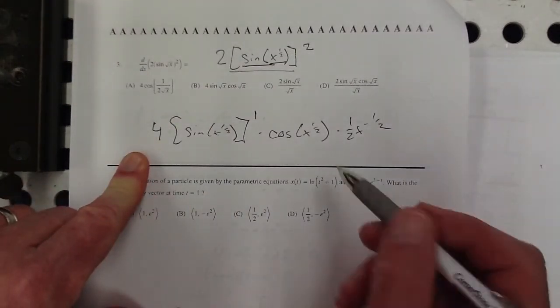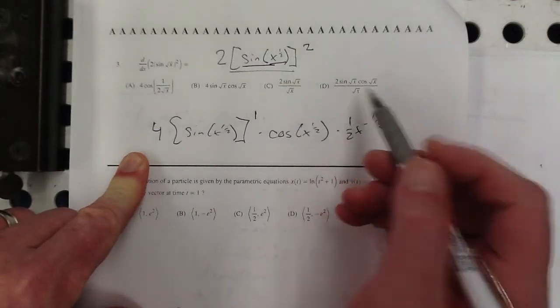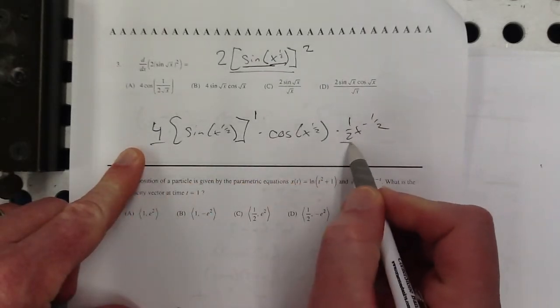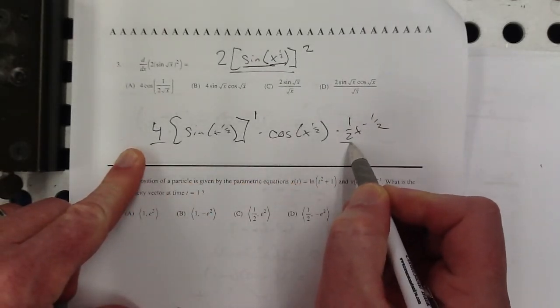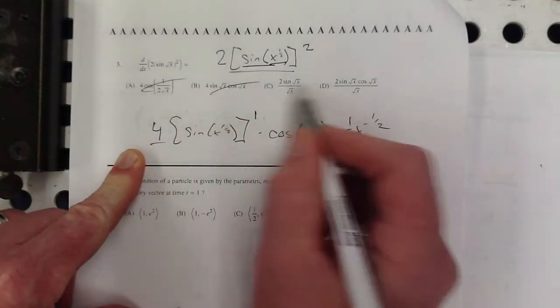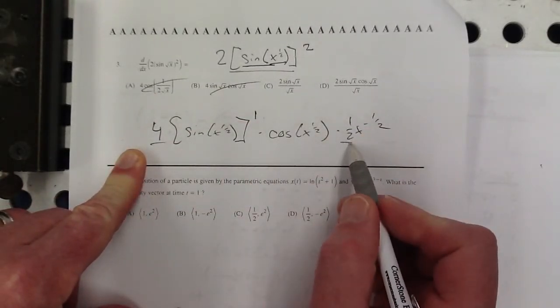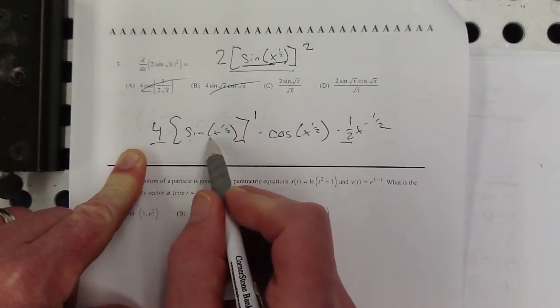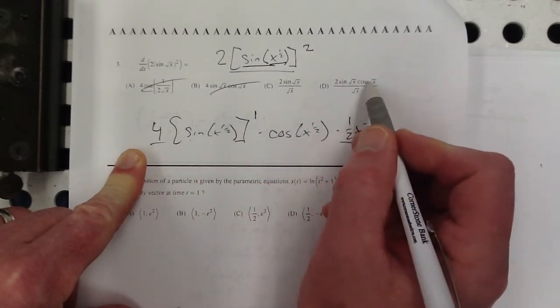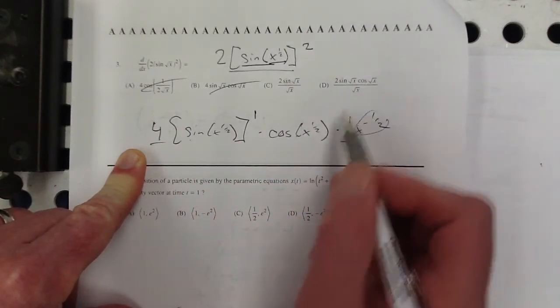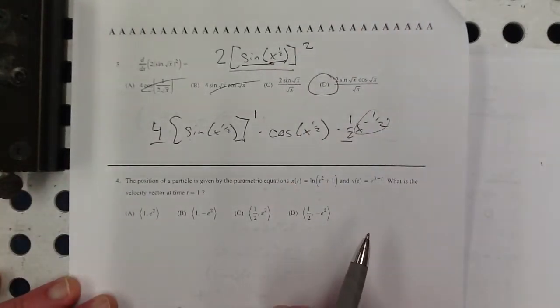I think I'm feeling this answer right here. I had 4 times 1/2, so the coefficient is going to be 2, not 4. And then I've got sine of x to the 1/2 times cosine of x to the 1/2, and then I've got the x to the negative 1/2 there. So that looks good. Number 3 is D.